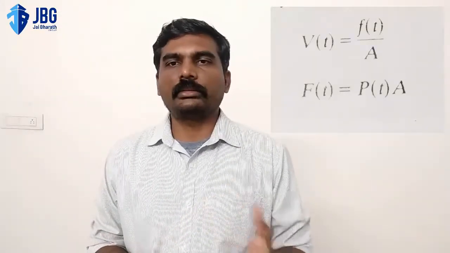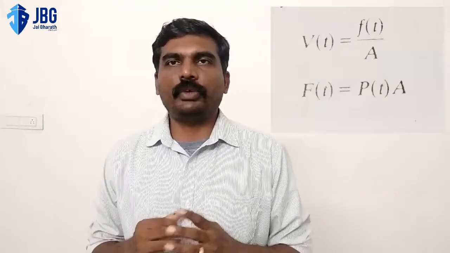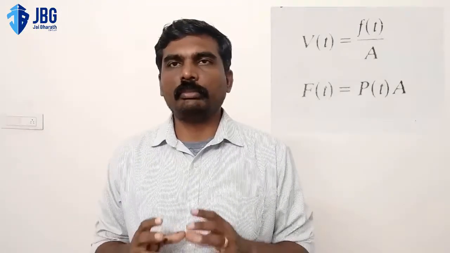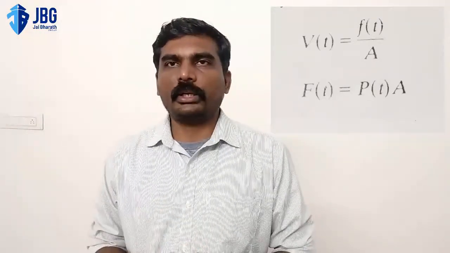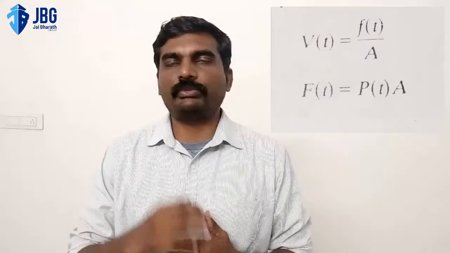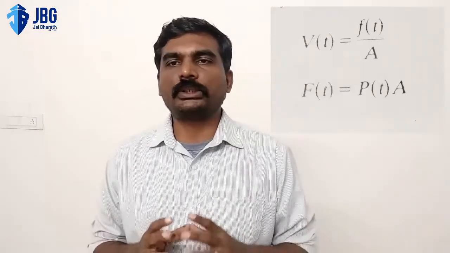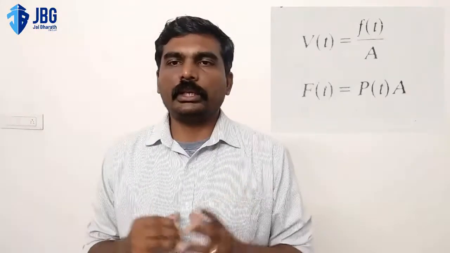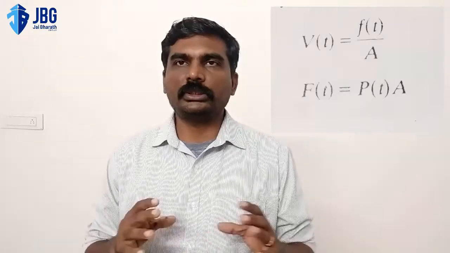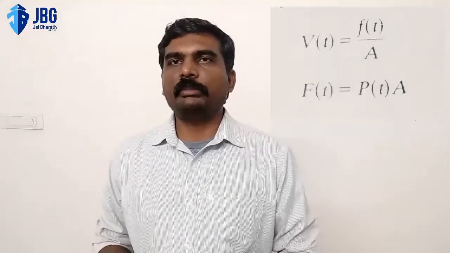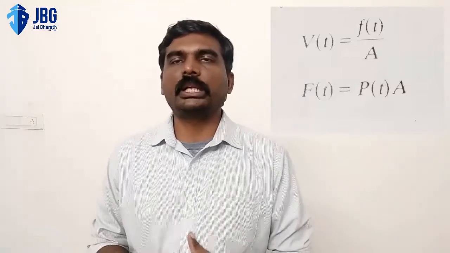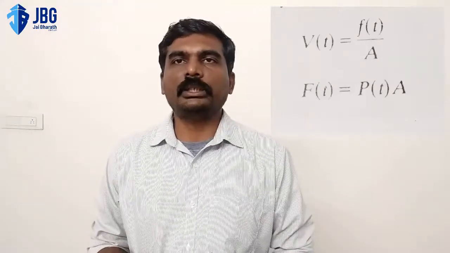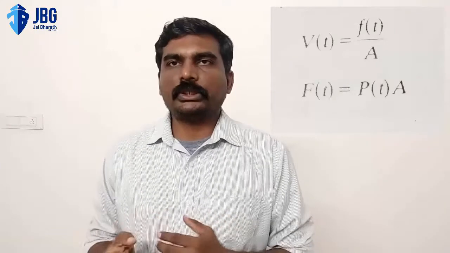And the second relation is F(t) = P(t) × A, where F(t) is the force, P(t) is the pressure of the fluid, and A is the area of the piston. These are the two relationships that can be calculated for the single-ended cylinder or for the double-ended cylinder also.